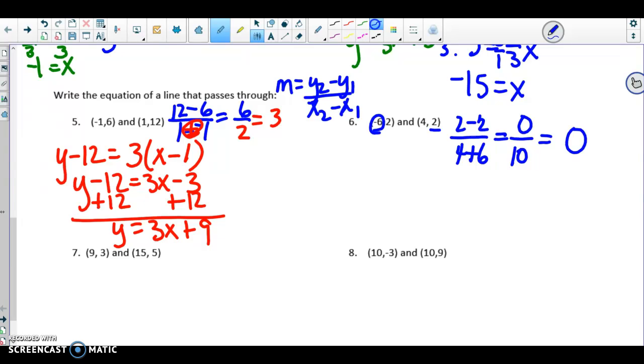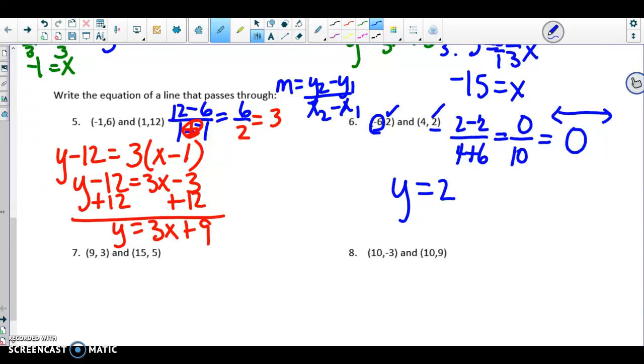I can either plug it in, or I've looked at my notes enough to know that if my slope is 0, I know it's this type of a line, horizontal. That means it's not hard to find, okay? It is horizontal. The slope is 0, which means that we do have a y, and it's going to equal what our y-intercept is. Well, our y-intercept is here and here. It's going to be a 2.